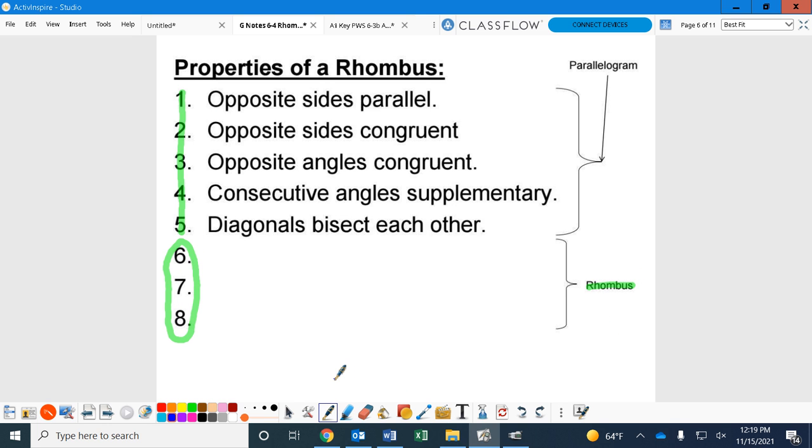So we already talked about in a diamond, in a rhombus, you have 4 what? 4 congruent sides. Okay, 4 congruent sides.